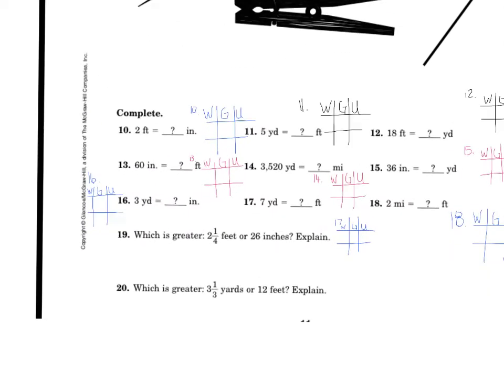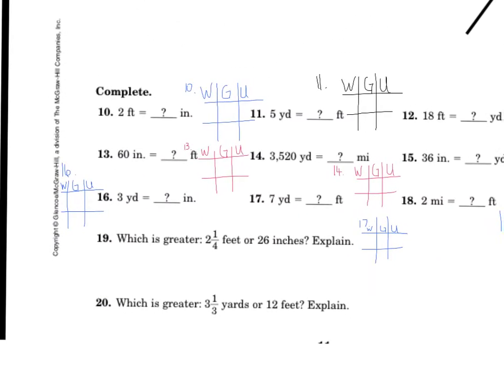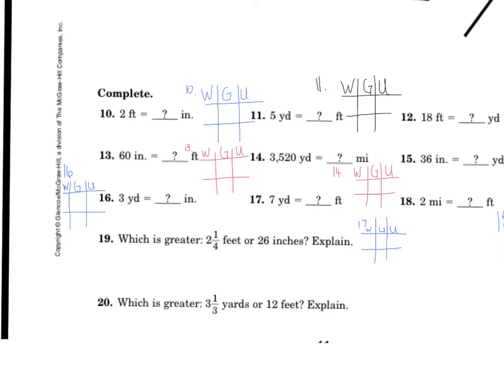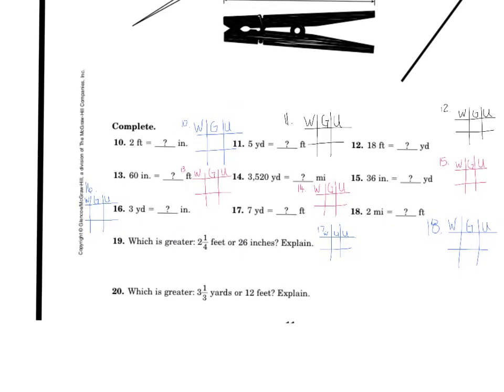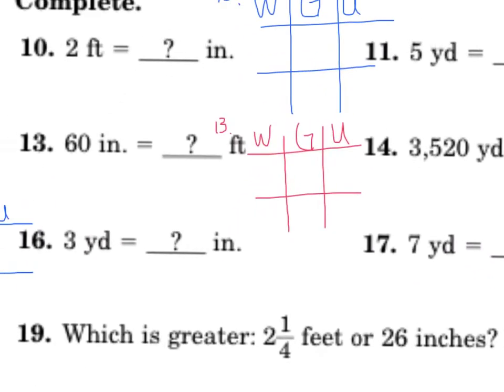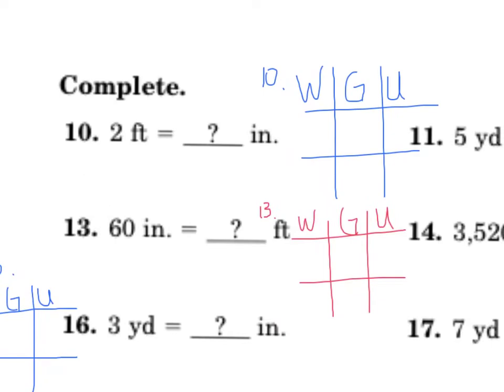Okay, so let's look at numbers 10 through 20. And the thing here is that you are going to make a WGU table for each one. So I did that, and what's going to end up happening on some of these is we're going to have to do 2 WGU tables. The way you use a WGU table is, I'll show you on number 10.